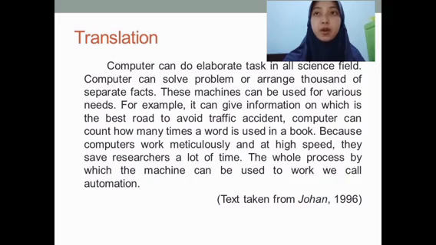Computers can do elaborate tasks in all science fields. Computers can solve problems or arrange thousands of separate facts. These machines can be used for various needs. For example, they can give information on which is the best route to avoid traffic accidents. Computers can count how many times a word is used in a book. Because computers work meticulously and at high speed, they save researchers a lot of time. The whole process by which the machine can be used to work we call automation.